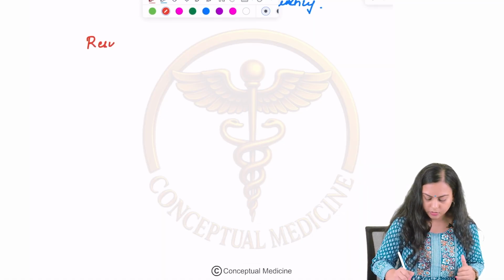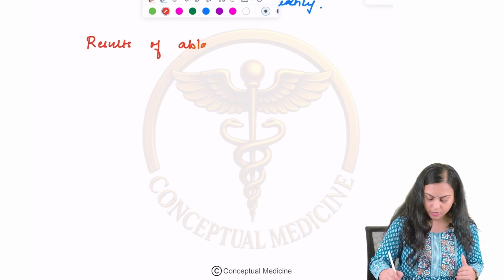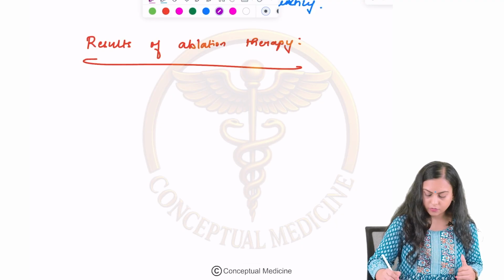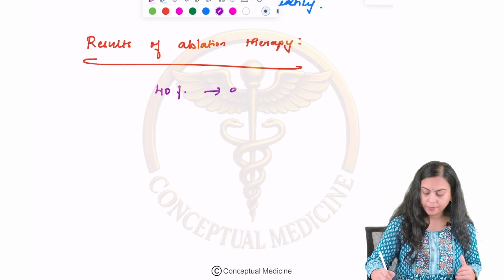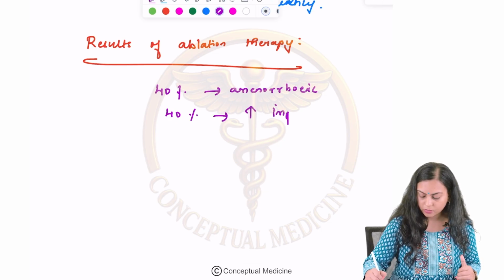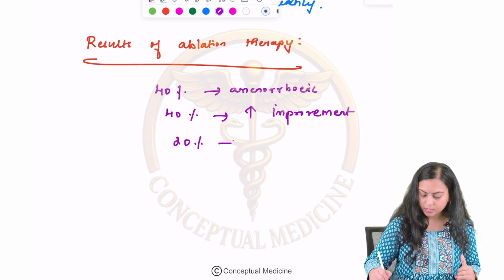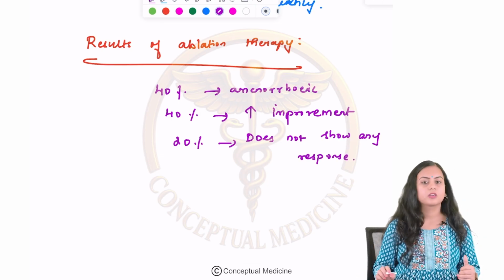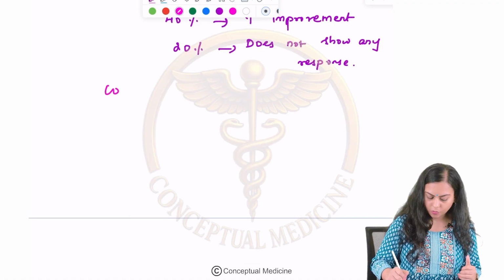Okay, so the results of ablation therapy, here 40% become amenorrheic and 40% they will improve. Okay, show significant improvement, and then 20% does not show any response. Clear? Right. Let's also discuss about the complications of using endometrial ablation techniques.